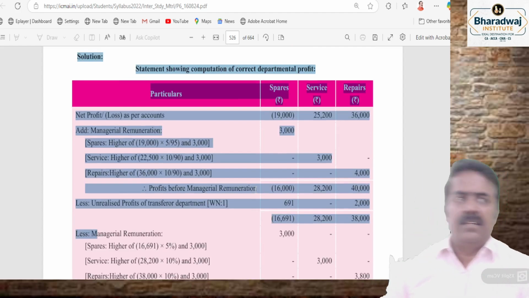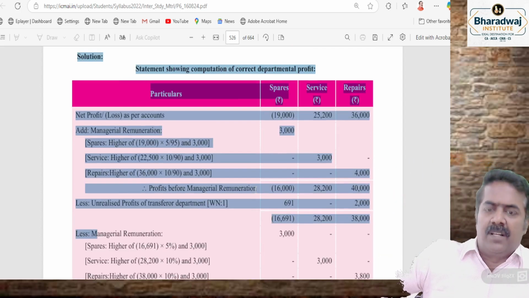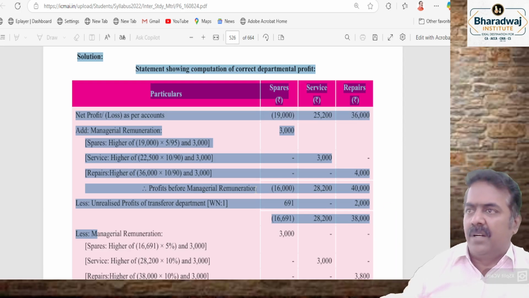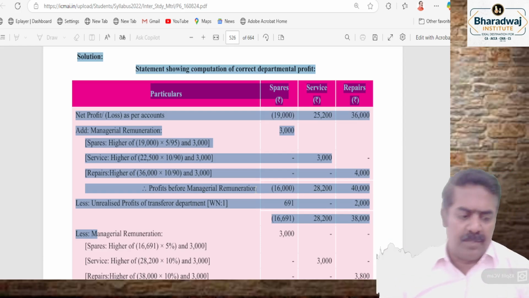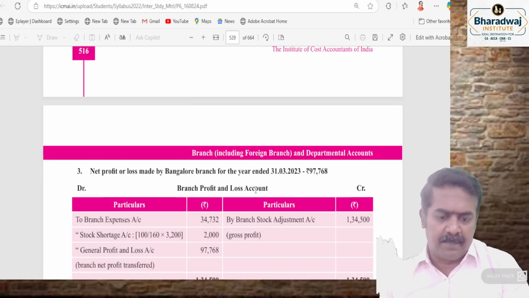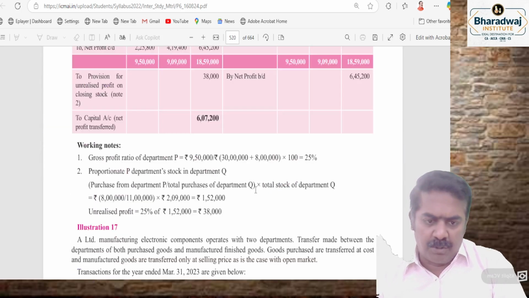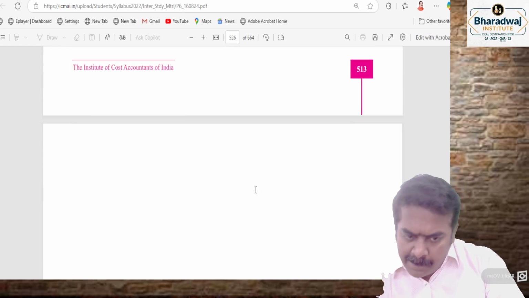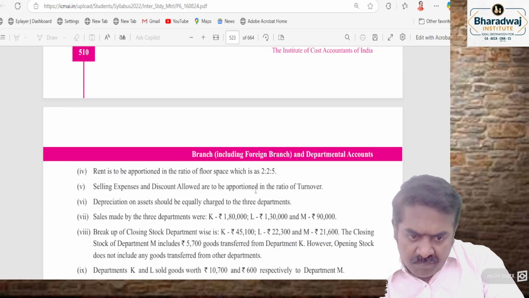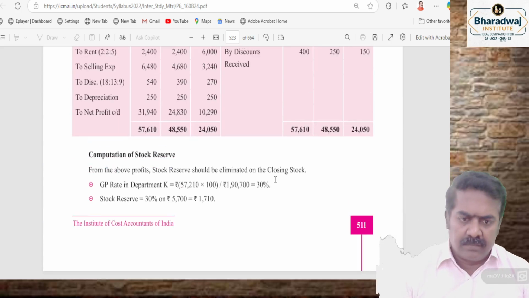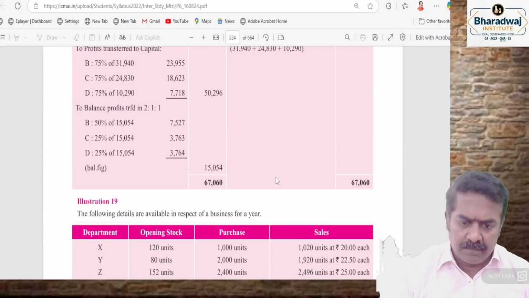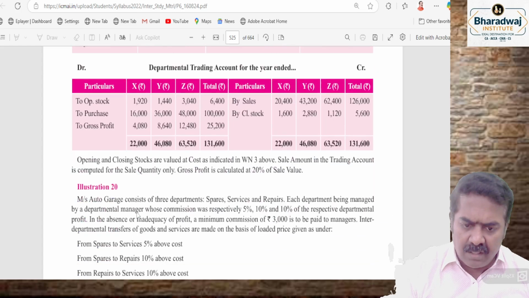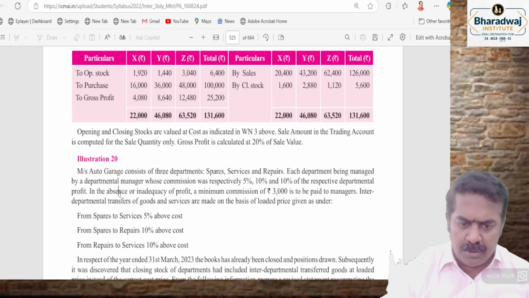Rectification of error question. Net profit as per P&L account, put it. We'll add back which one? Wrong commission. We'll eliminate what? Stock reserve, then work out correct commission. And such questions are also tested in the exam. So that also you have to go through. Which illustration? Which illustration number? 19 you have to go through, I told you already. Then this illustration 20 also you should go through.